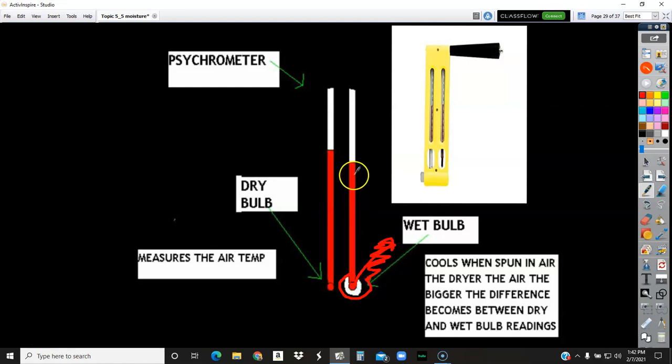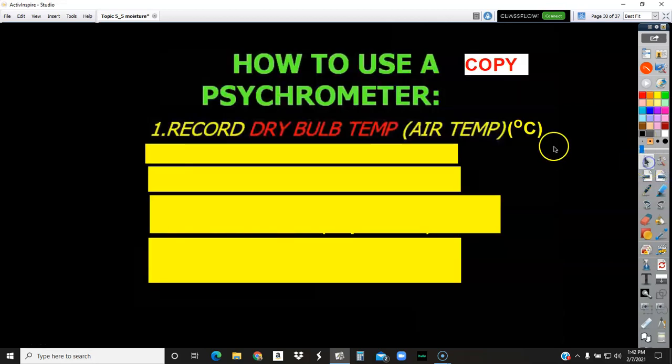And therefore, what will happen to this number? Nothing. It's going to stay almost the same or very close to the dry bulb number. And so the opposite would be the closer these numbers are, the more humid it is outside. So if it's a dry day, these numbers are further apart. If it's a humid day, these numbers are closer together. Okay. So let me go through the steps how to use this thing.